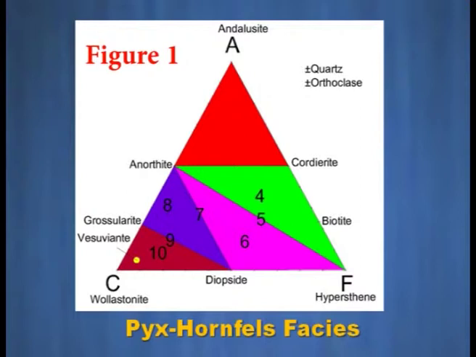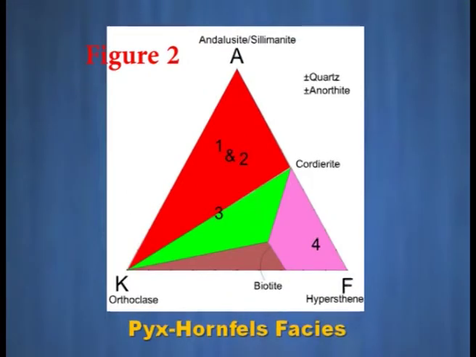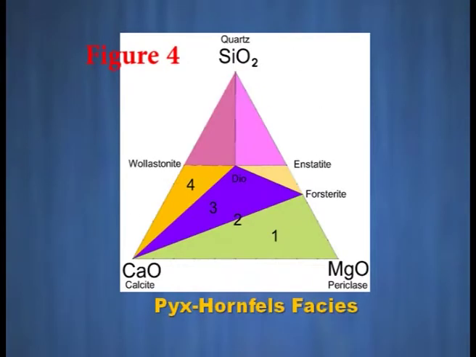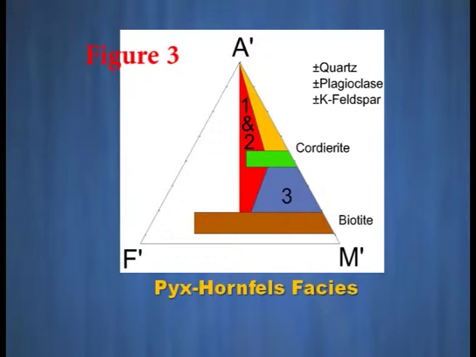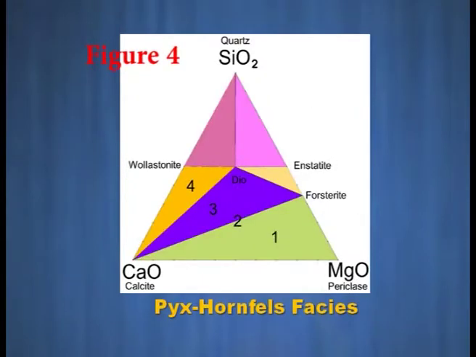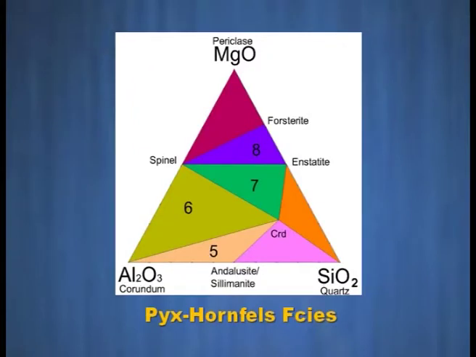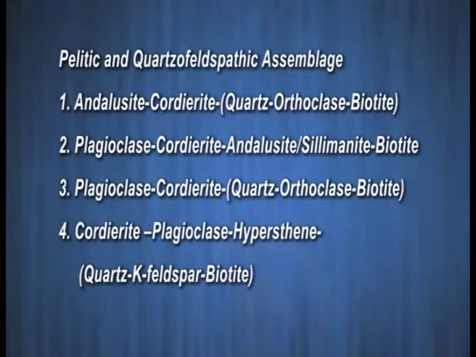Please see figures 1, 2, 3 and 4 on the screen, that is ACF, AKF, AFM and CaO, MgO, SiO2 as well as Al2O3, MgO and SiO2 diagrams. The important assemblages are like pelitic and quartzo-feldspathic assemblages.